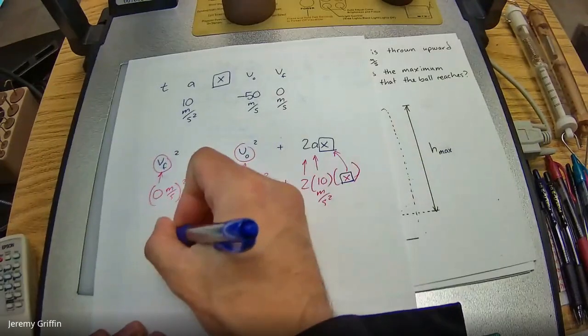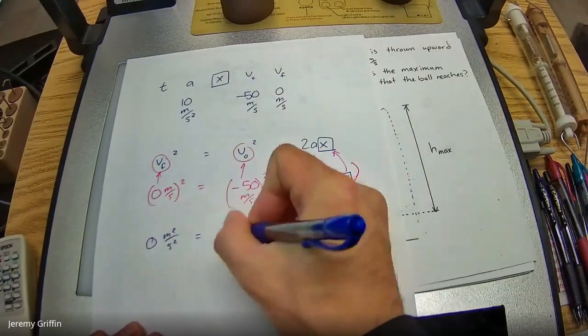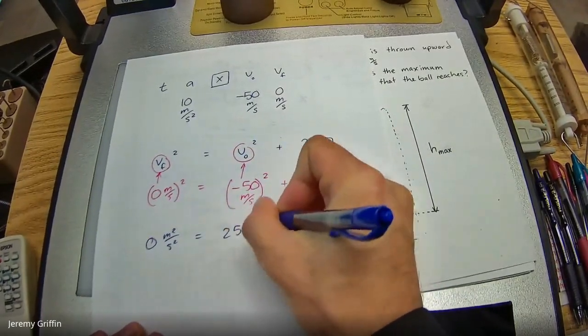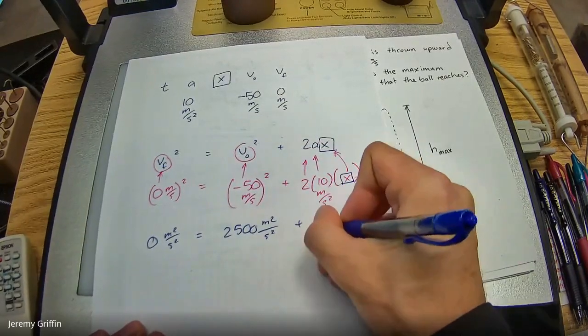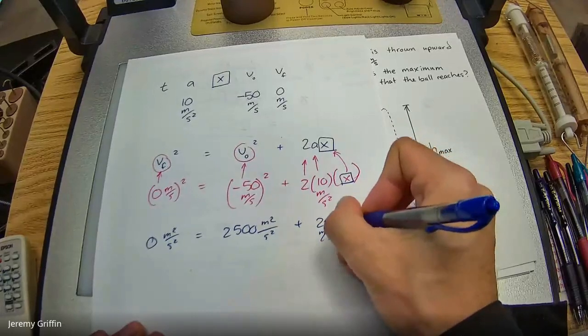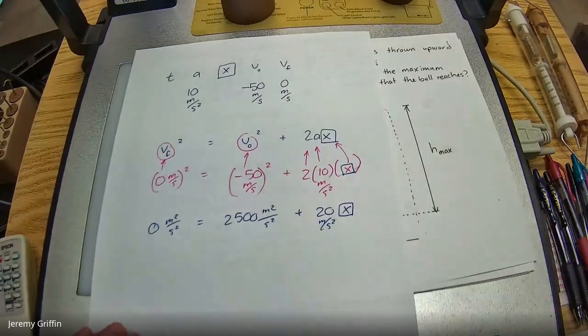All right, let's see what I get here. Got 0 is equal to 2,500 plus 20x, basically, right? With some units thrown in the mix.